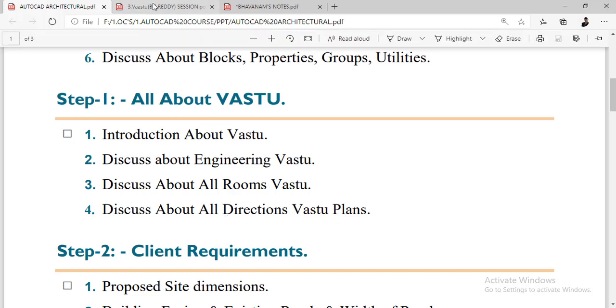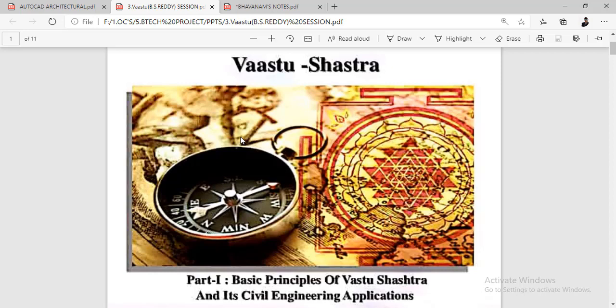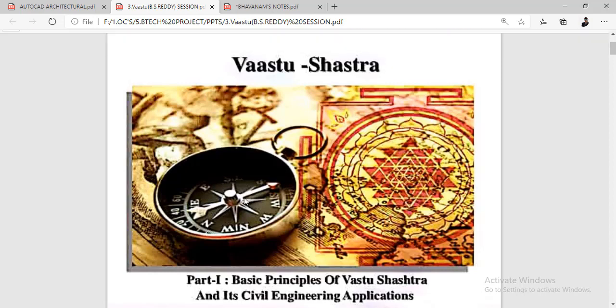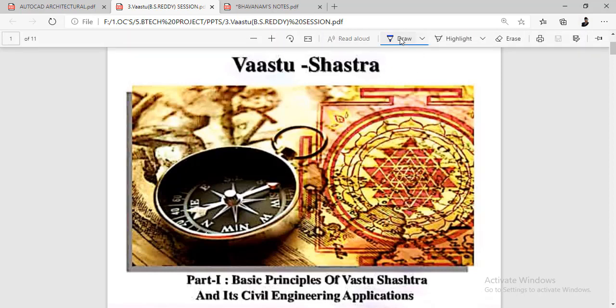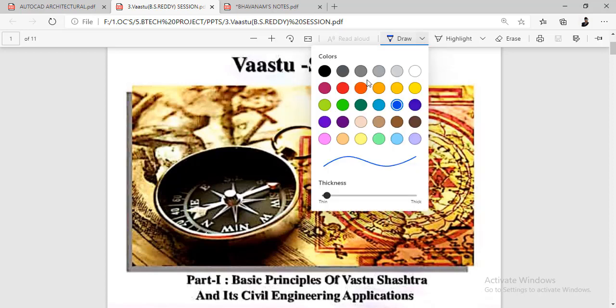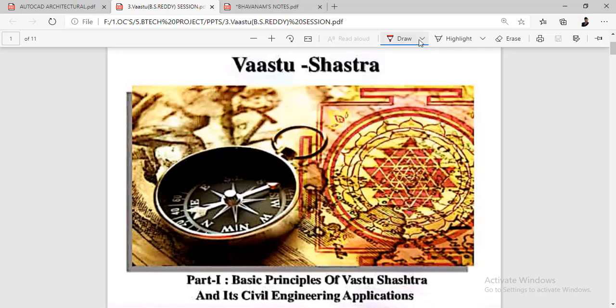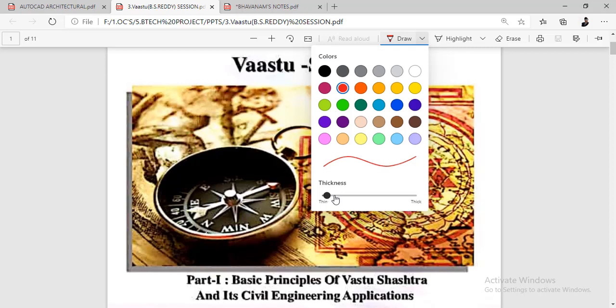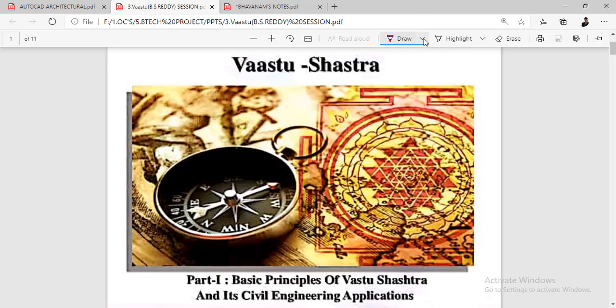Let me go to this Vastu. See, this is called Vastu Shastra. This is one of the shastras, and it's not a new one. Our ancestors also followed the same things. Whatever we are doing right now, all those things were already written and followed by our ancestors.